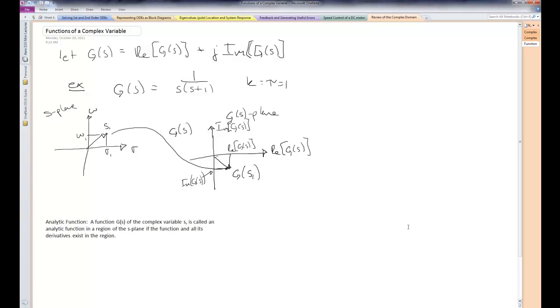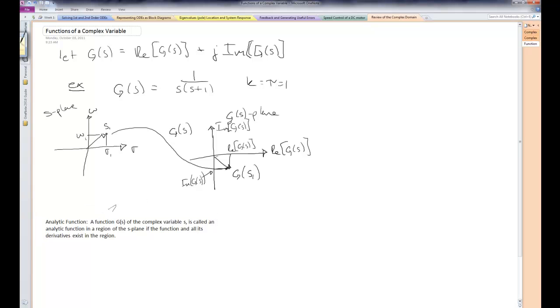Another important definition that we want to refer to is what we call an analytic function. Complex functions, or functions of a complex variable, can be analytic or not. Or we can exclude the regions from the space which would make them not analytic. In general, an analytic function is a function G of s, which we've defined up here, of the complex variable s. And this function is called an analytic function if in a region of the s-plane, some region over here, the function and all its derivatives exist in the region.